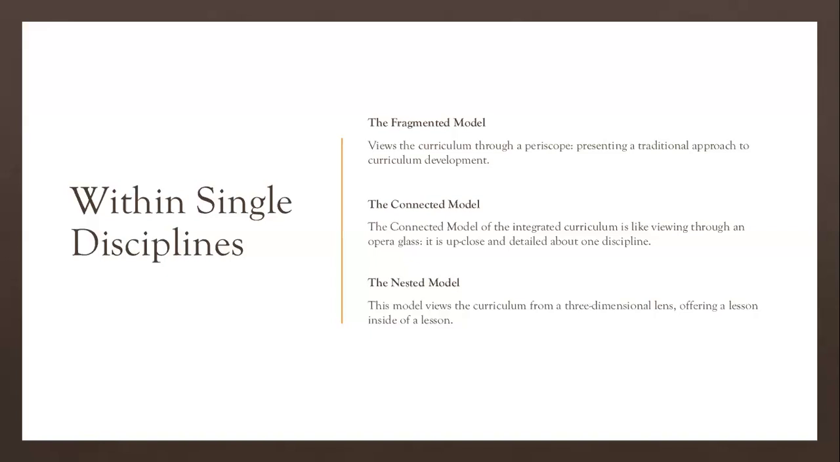And that's exactly what the connected model is about, up close and detailed about one discipline. Okay. As an example, a teacher relates the concept of fractions to decimals, which in turn relates to money and grades. So within each subject area, course content is connected topic to topic and concept to concept, and one year's work to the next, and it relates ideas explicitly.